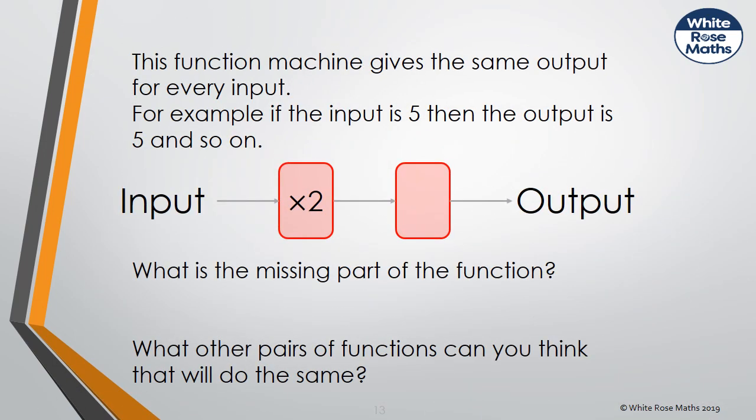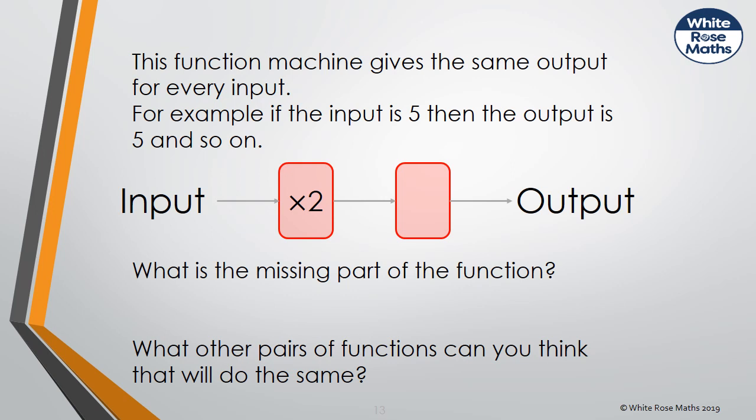This function machine gives the same output for every input. For example, if the input is 5, then the output is 5, and so on. What is the missing part of this function? So we know in this question it tells us that the input and the output is the same. So if I put in 5, I'm going to get 5. If I put in 10, then I'm going to get 10 at the end.